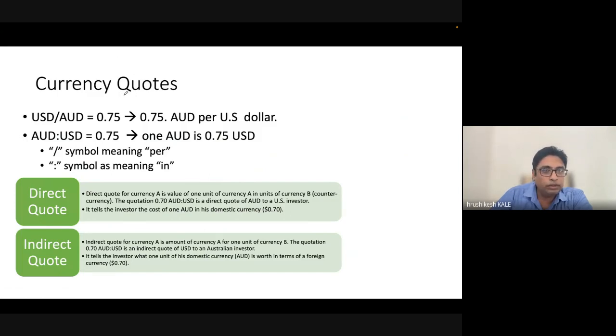Now, currencies are quoted in two different ways. The first way is per and second one is in. Now, always remember in currency, there will be two currencies. One is a price currency and another one is a base currency. Now, the currency in the denominator will be called base currency and the currency in the numerator is called price currency.